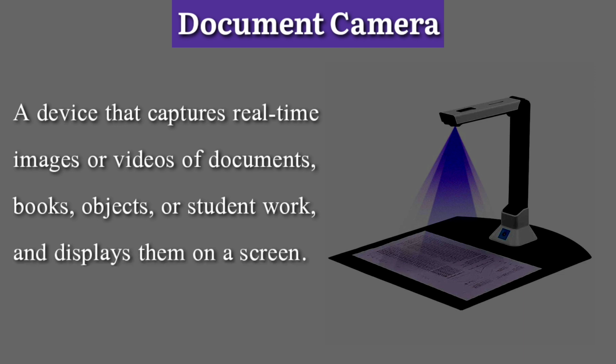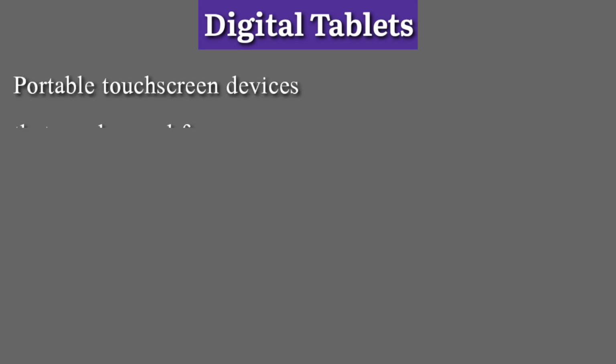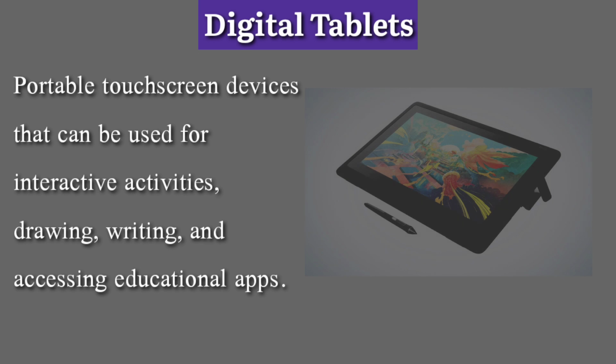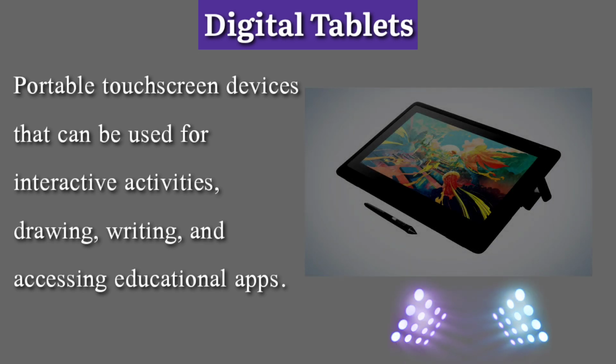The next AV aid is digital media, such as a document camera, a device that captures real-time images or videos of documents, books, objects, or student work and displays them on a screen. The next one is digital tablets. These are portable touchscreen devices that can be used for interactive activities, drawing, writing, and accessing educational apps.